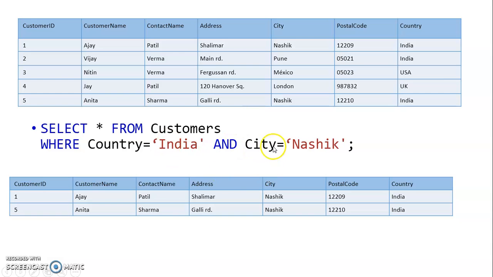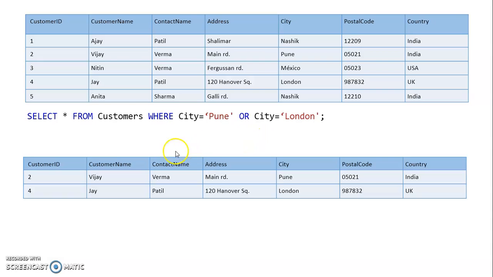So AND means both the conditions should be satisfied. Next, here we are using the OR operator, and we have the SQL statement SELECT all the columns FROM customer WHERE city equal to Pune. Now city equal to Pune, yes, it is for the second record, OR city equal to London. Yes, city equal to London. So the second and fourth records are fetched. So OR means anyone should be true, then the particular record is fetched.